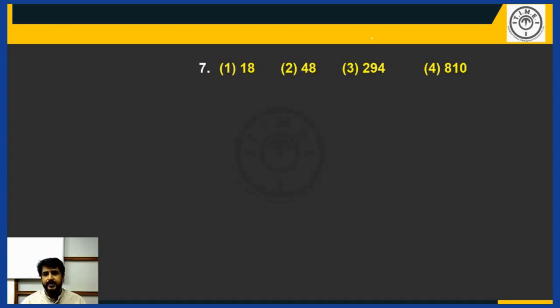1848, 294, 810. When I am thorough with the logic of n cube plus or minus n square, then this will be very easy for me. 18 can be written as 3 cube minus 3 square. 3 cube is 27, 3 square is 9. 27 minus 9, 18. 48 is 4 cube minus 4 square. 4 cube is 64, 4 square is 16. 64 minus 16, 48. 294 is 7 cube minus 7 square. 7 cube is 343, 7 square is 49.